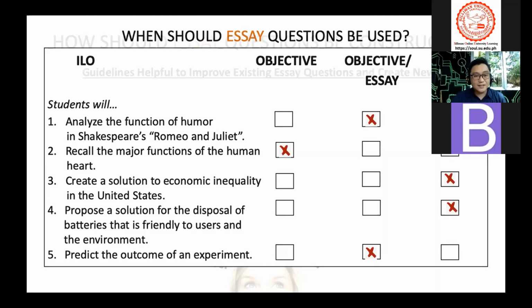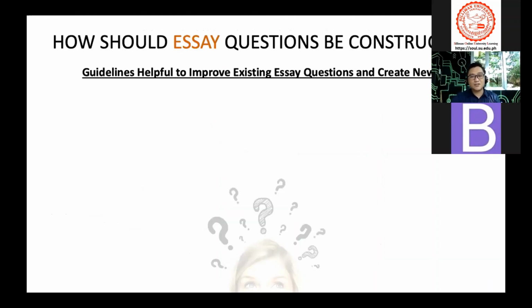Okay, so how should essay questions be constructed? That's a more important question now, from what is an essay, when is an essay used, and how should essay questions be constructed? So these are guidelines that are considered helpful to improve existing essay questions and create new ones.